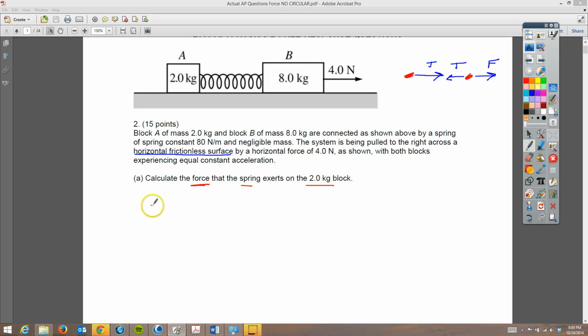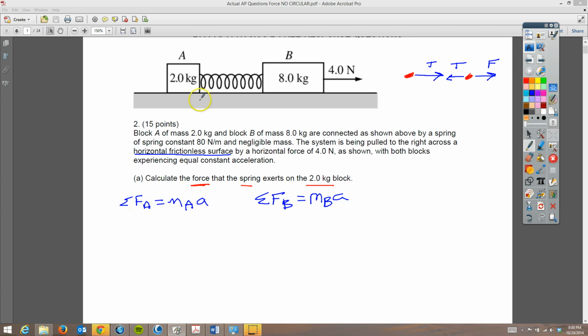Let's go ahead and do a sum of the forces. So the sum of the forces for block A are going to be equal to the mass of A, and we're going to multiply that times the acceleration of A. They're going to accelerate at the same rate once you get them going. And then the sum of the forces on B should be equal to the mass of B times its acceleration. So now we've got both of those.